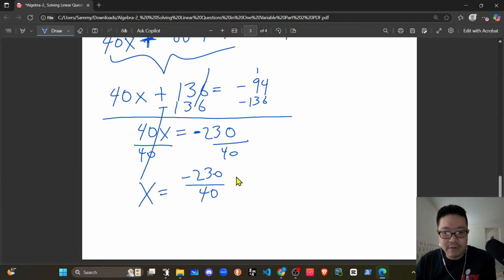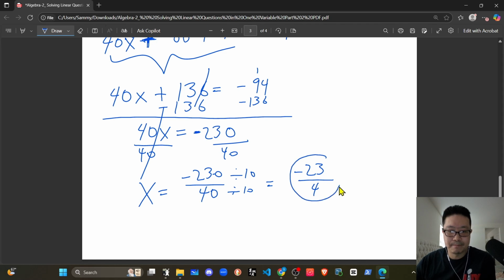And again, just like before, we can actually reduce this fraction because there's a GCF of 10, right? So we're going to multiply the top and bottom by the GCF of 10. And that's going to give us negative 23 over 4. And that's our answer.